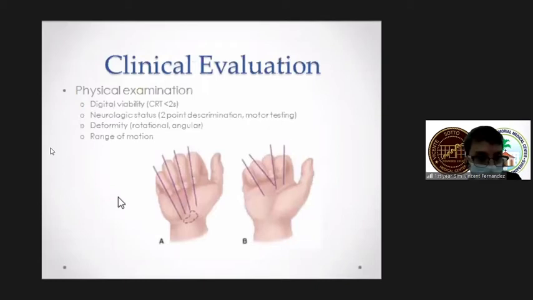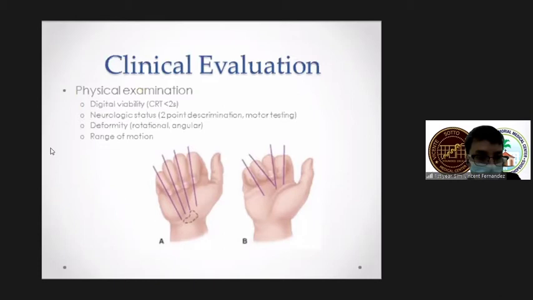For the physical exam, it's also important to assess viability, such as your perfusion time. For neurologic status, it's important to assess two-point discrimination. Normally the human hand can differentiate 2 to 5 millimeters, or less than 6 millimeters, distance between 2 points. And then also, it's important to assess the motor function.